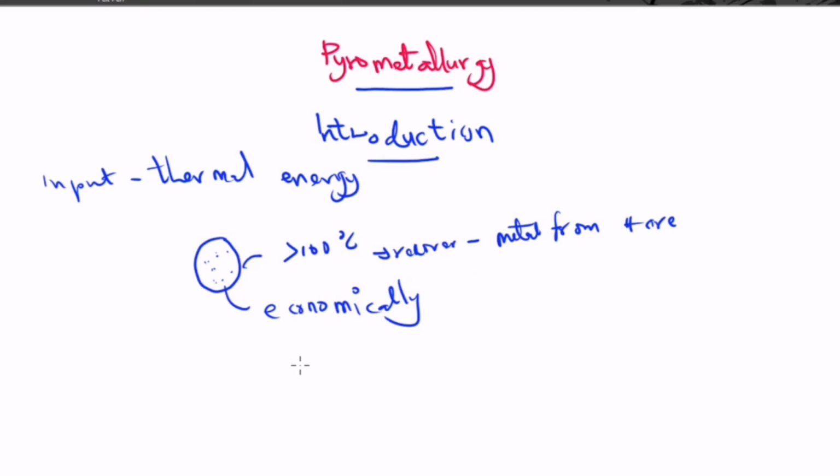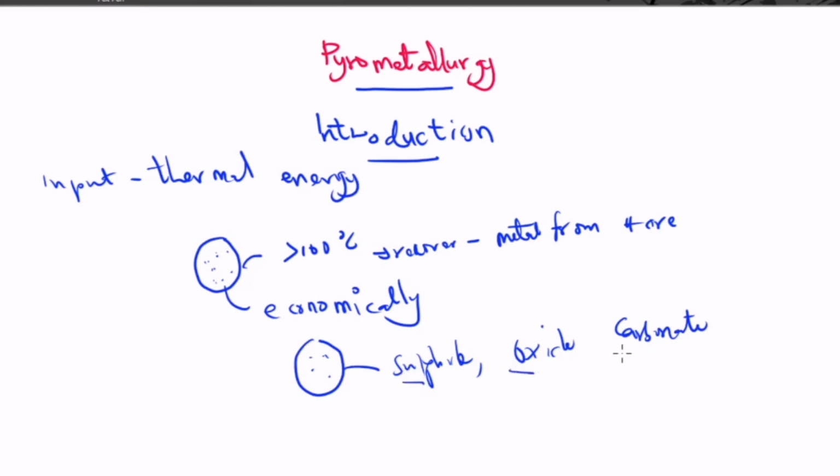Okay, so in the ore that we have, most metals exist in what? The sulfide, the oxide, and the carbonate. So the metal of interest can be in the form of sulfide, oxide, and carbonate. That's why we call it pyro. Pyro means high temperature to recover the metal of interest, right? So using high temperature.